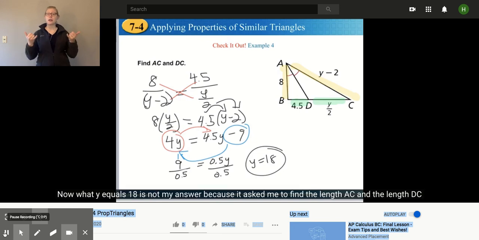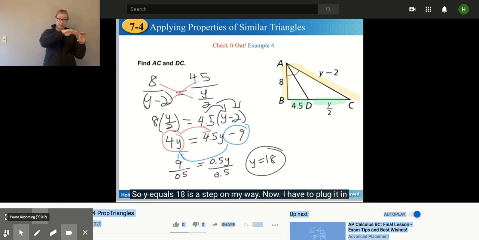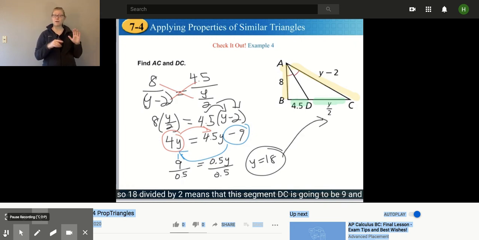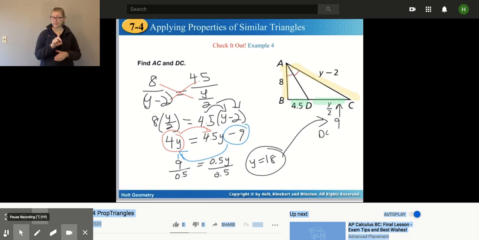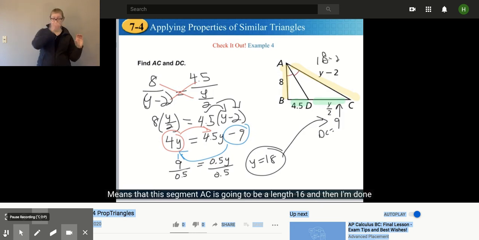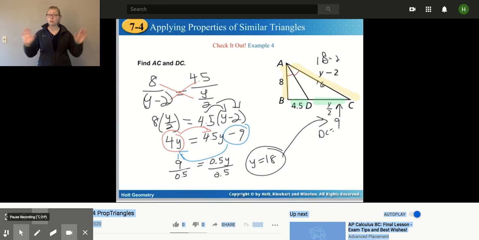Now, y equals 18 is not my answer because it asks me to find the length AC and the length DC. So y equals 18 is a step on my way. Now I have to plug it in. So 18 divided by 2 means that this segment DC is going to be 9. And 18 minus 2 means that this segment AC is going to be a length 16. And then I'm done.